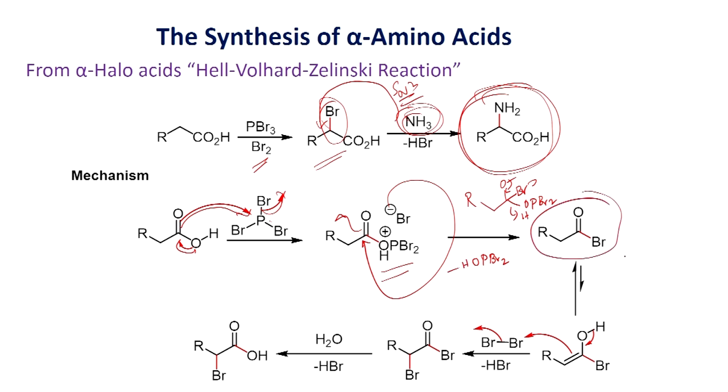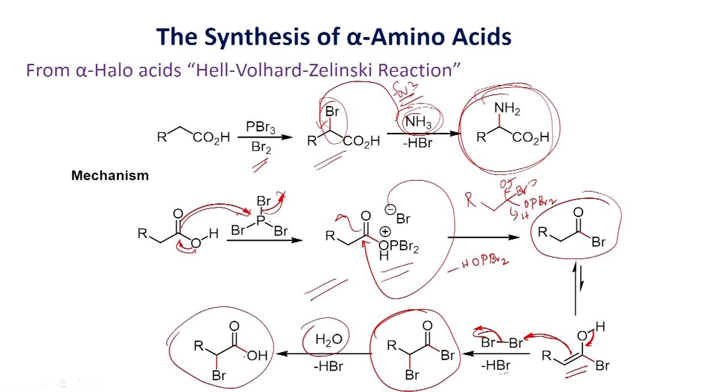Once you have this one, it can exist in the form of enol. Once you have the enol, it can readily undergo reaction further with bromine as shown here. So then you will be able to form this alpha bromo acyl bromide. Once you form this one, when you do the hydrolysis, then you will be able to get the alpha bromo carboxylic acid as a product.